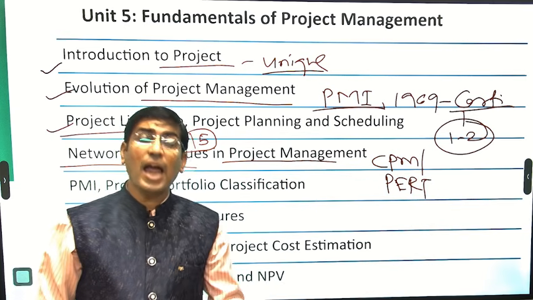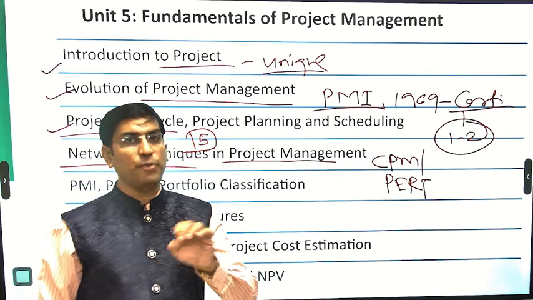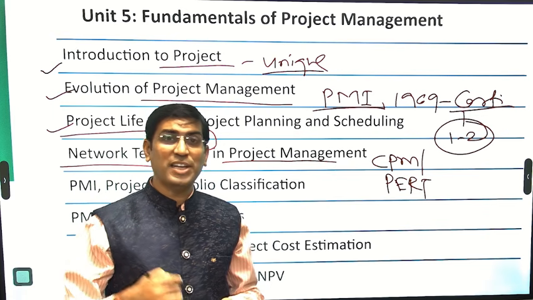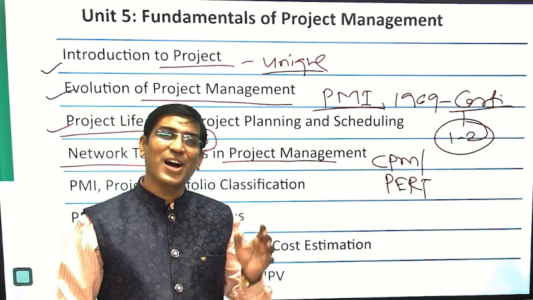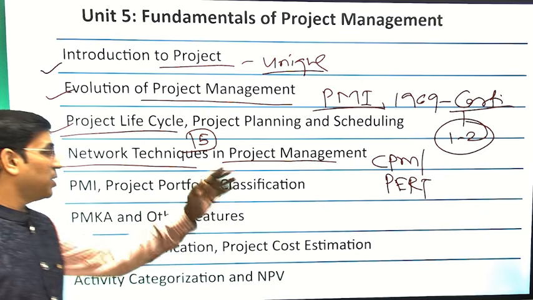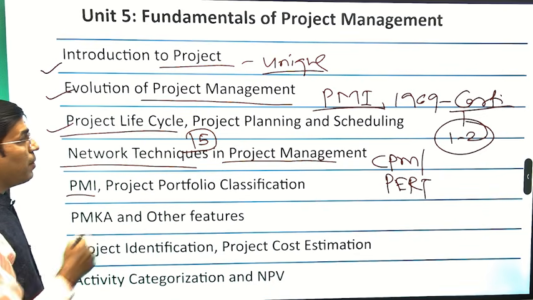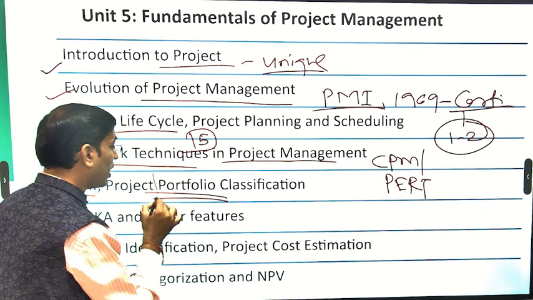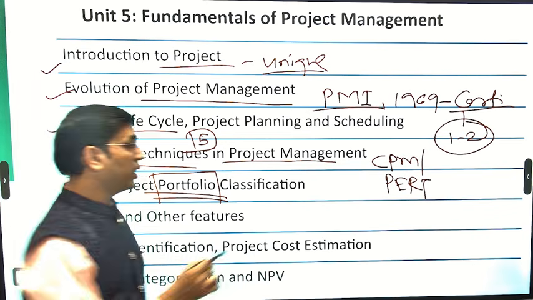Critical path method and project evaluation and review technique. These two are the most important. One of them is deterministic, while the other is, we could say, the probabilistic approach. PERT is the probabilistic one. PMI that we talked about. Project portfolio classification, that is the most important key.